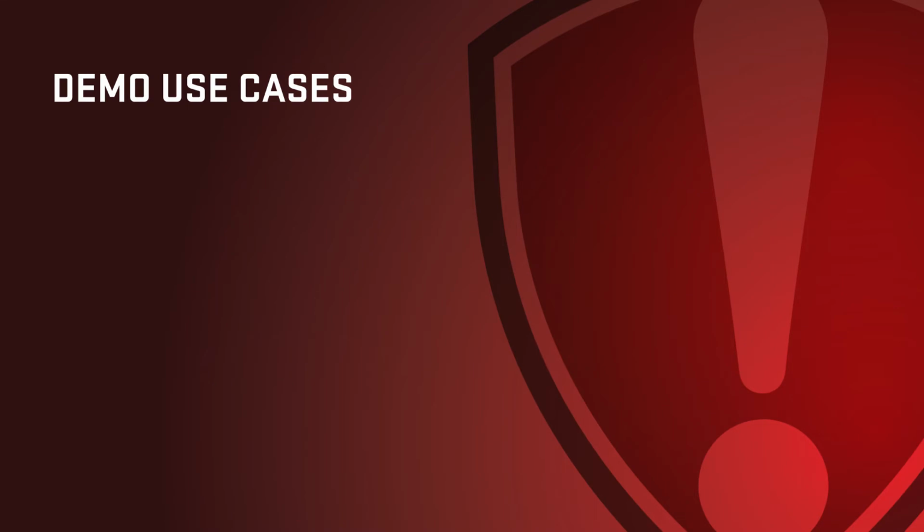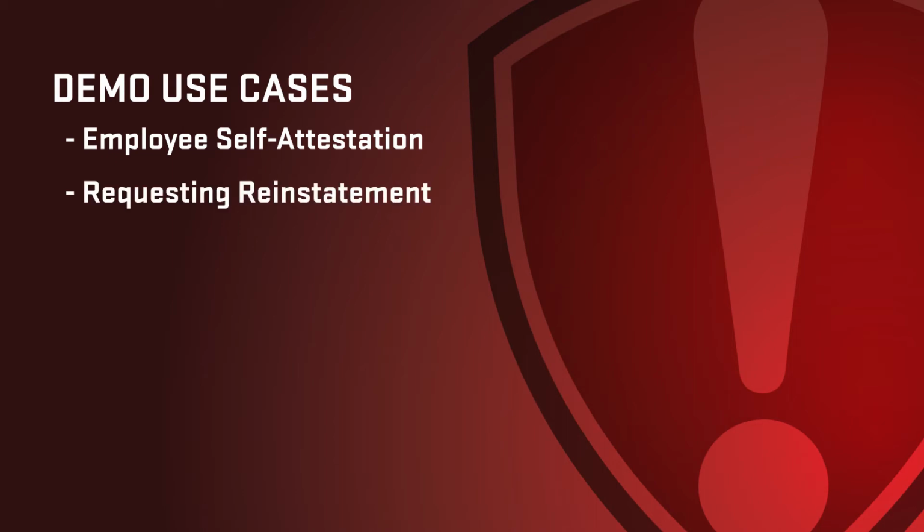We will start with an end user performing a self-attestation about their travel and health status. Next, I will show you how someone who has been in quarantine with revoked access can request reinstatement and provide supporting documentation for an approver to review. Once they have been medically cleared and their access has been reinstated, they're ready to return to work.